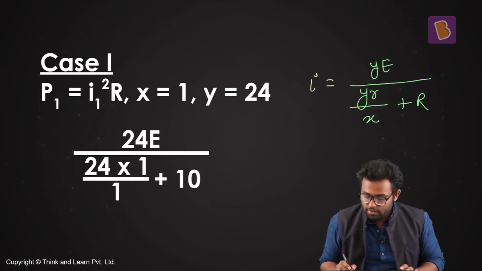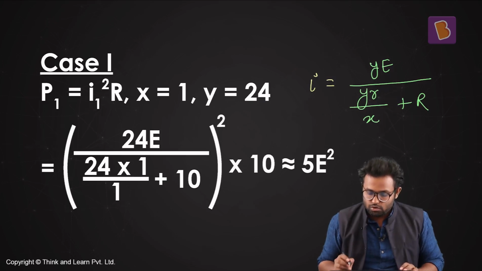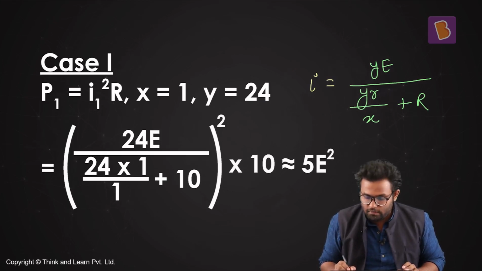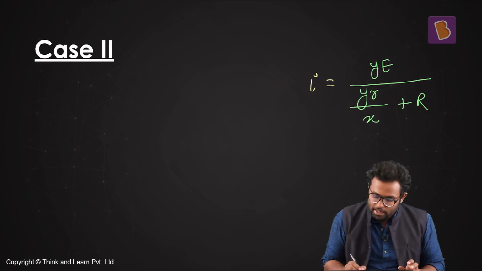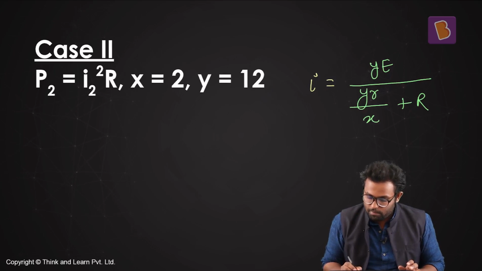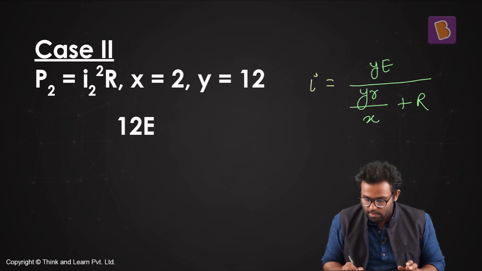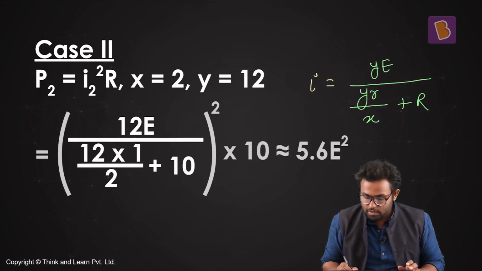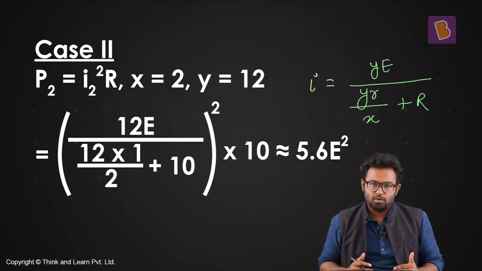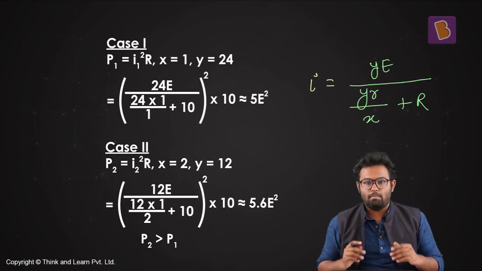Okay, so when you find this, you get this expression equal to close to 5 times E squared, right? And in the second case, when you find the power equals I squared R, the value of I will be E divided by (12 times 1 divided by x, which is 2, plus R, again 10). This expression comes to be close to 5.6 E squared. So I can see that in the second case, the power is maximum.